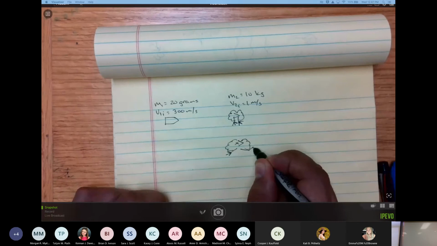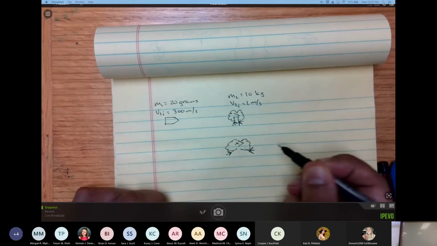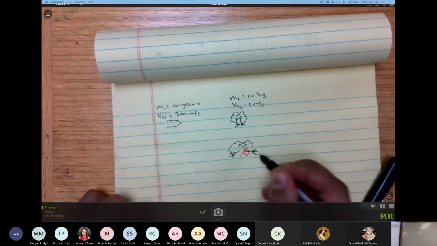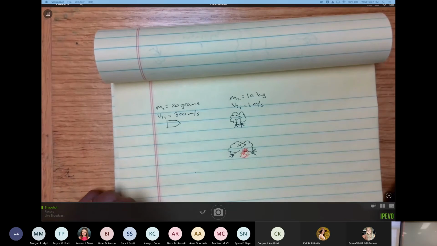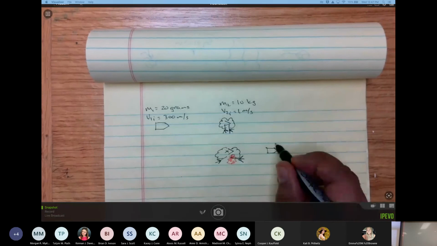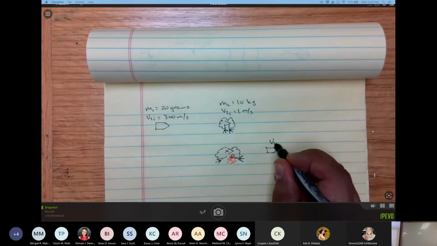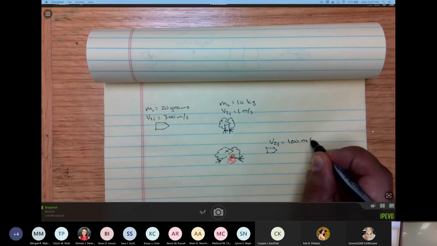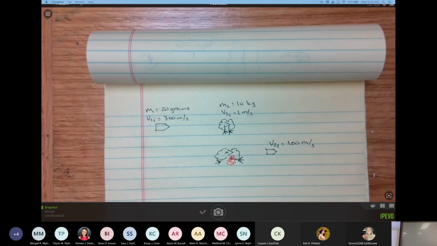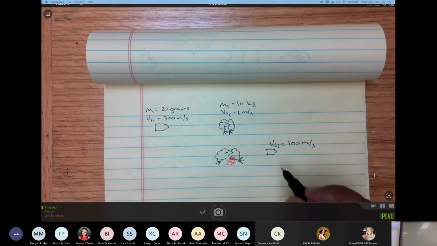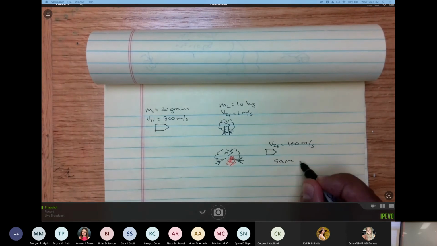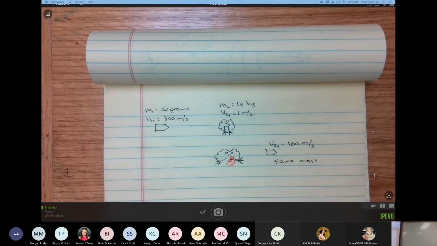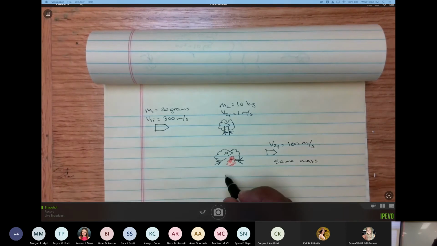Blood, blood, blood. The bullet comes out to the other side of the turkey, and now the bullet has a final velocity of 100 meters per second. Okay? It has the same mass. And I want to know what will be the velocity of the turkey. So you can imagine that the bullet hits the turkey and the turkey just keeps rolling forward.